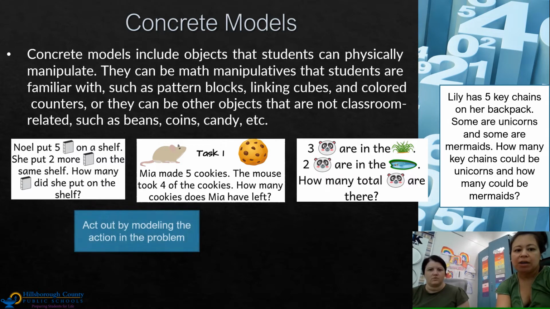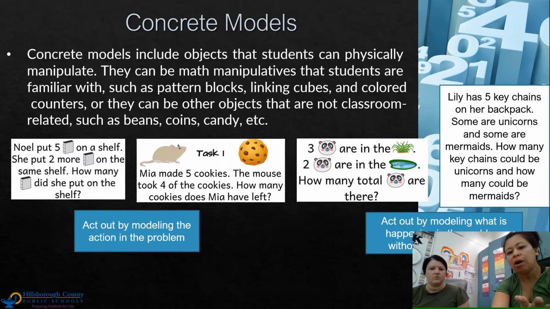And here we can see we can act out the problem by modeling the action in the problem, especially with those first two word problem types. And then with this one, we can act out by modeling what's happening without forcing the actual action. So we can still represent the 3 pandas and the 2 pandas, and then we would just count them together versus actually putting them together.